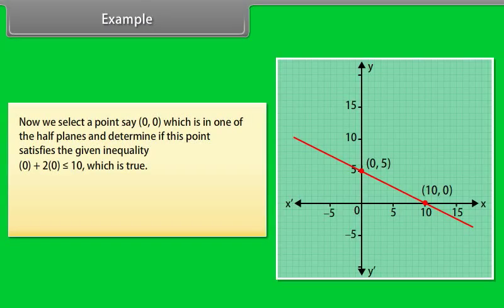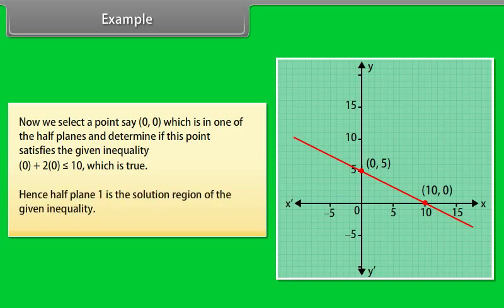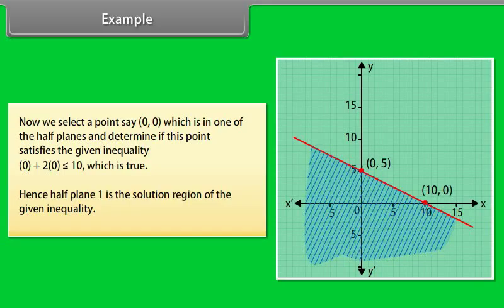Now we select a point, say (0, 0), which is in one of the half planes, and determine if this point satisfies the given inequality. 0 plus 2 into 0 is less than or equal to 10, which is true. Hence, half plane 1 is the solution region of the given inequality.